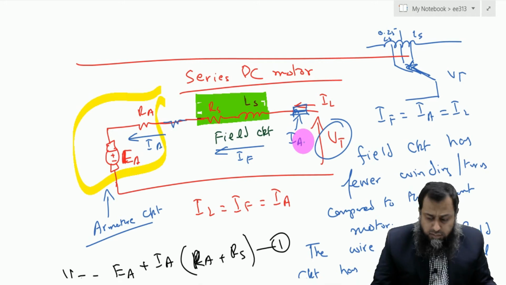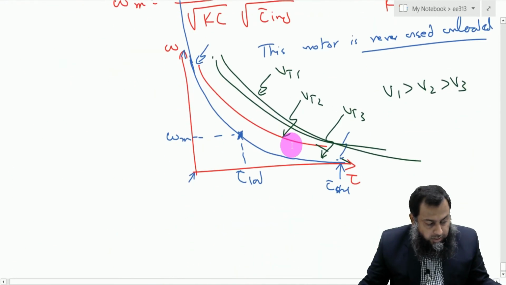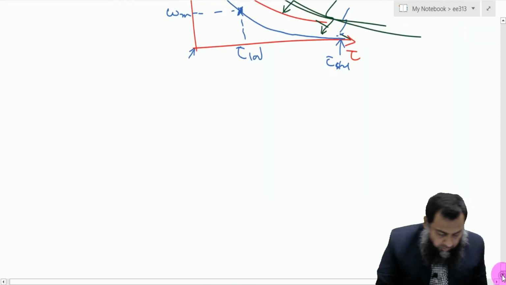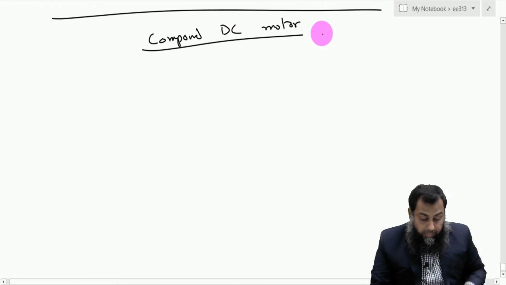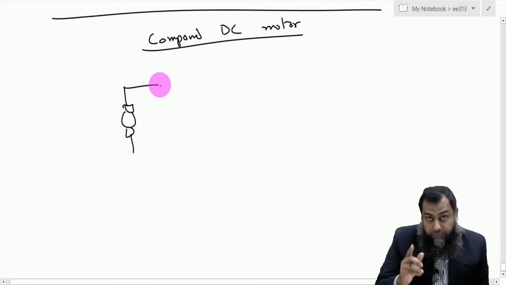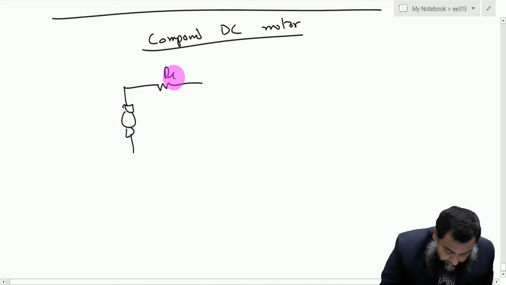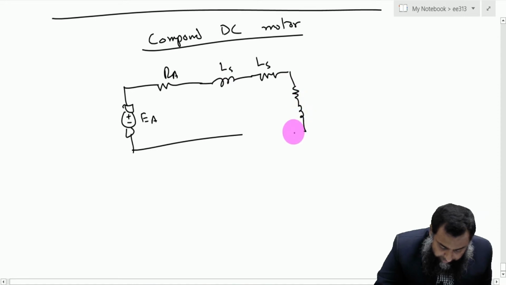So the next one is known as the differential compound DC motor, right? The compound DC motor is the last topic that we will discuss in this particular course on electrical machines. In a compound DC motor, instead of having a single field winding, if this is the Ra, this is Ea, then we have this Ls, this is Ls. We also have the shunt winding Rf, and this is the Lf.